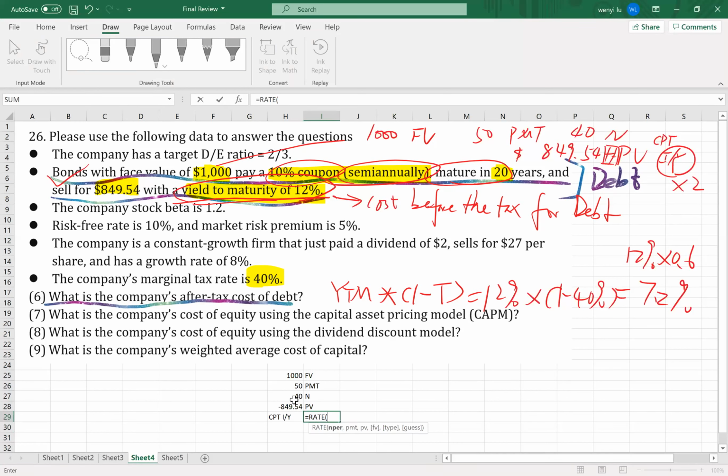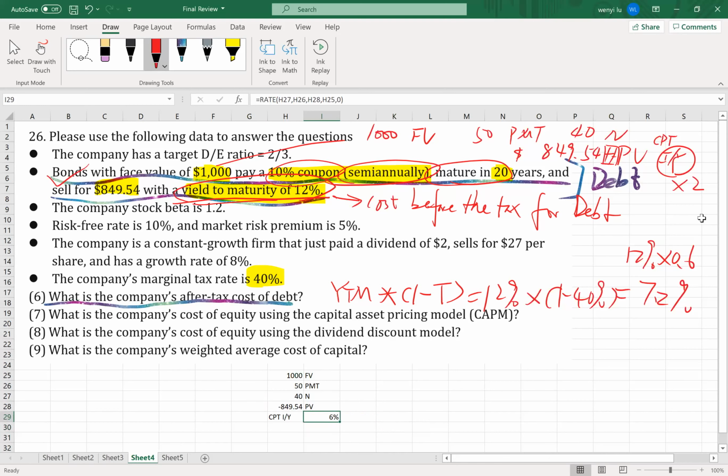First, we will input the number of periods, 40. Payment, 50. Future value, 1,000. And also the present value. Let me continue to input: present value this one, future value will be this one, the type will be 0, and you will guess the answer. And you can see that will be 6%.